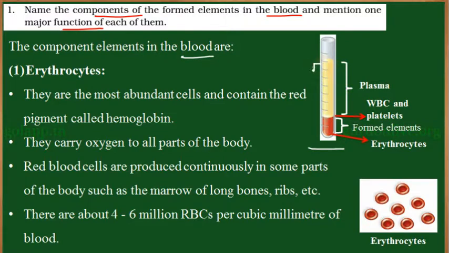Now this portion, which is fluid in nature, slightly yellowish in color, is called plasma. It's the liquid portion of the blood. And below this, there is a red layer and a white layer. Now this red layer represents the heaviest part of the blood, which settles at the bottom. They are erythrocytes, nothing but RBC cells. And upon that there is a slight whitish layer, and this layer represents the WBC cells and platelets. It contains WBC cells and platelets.